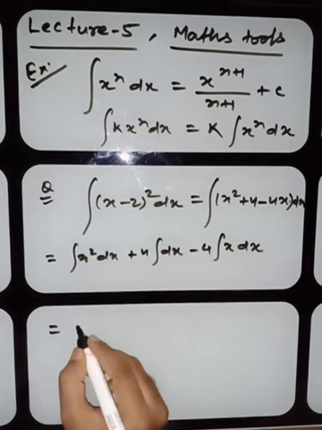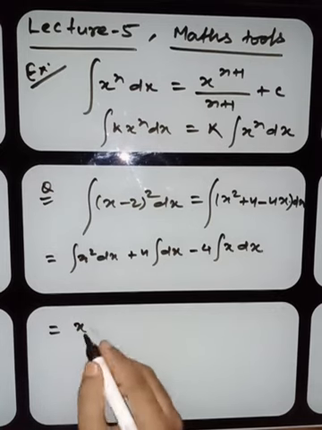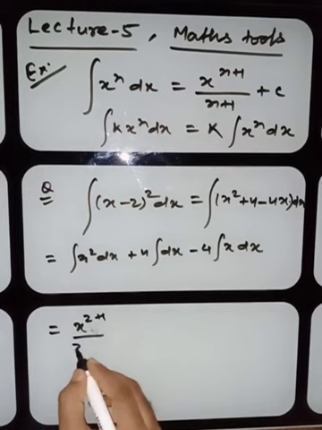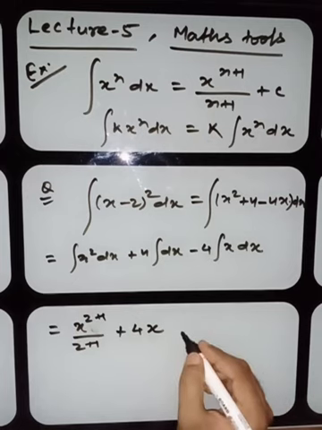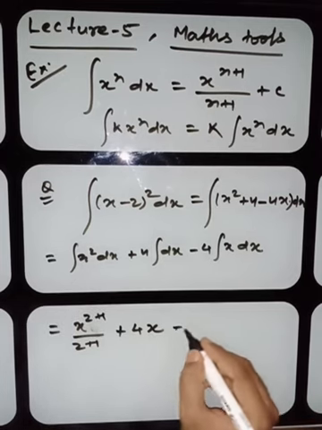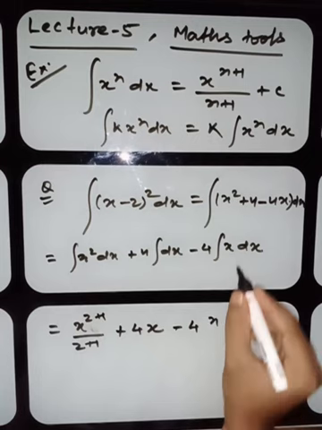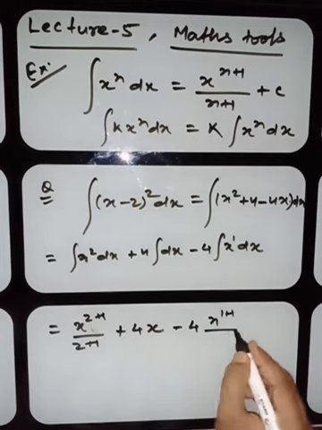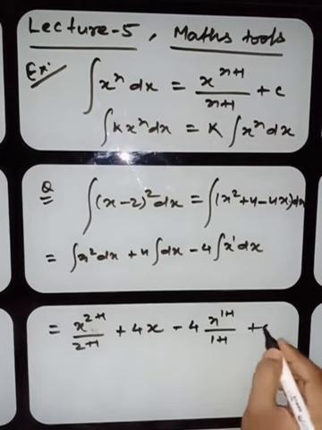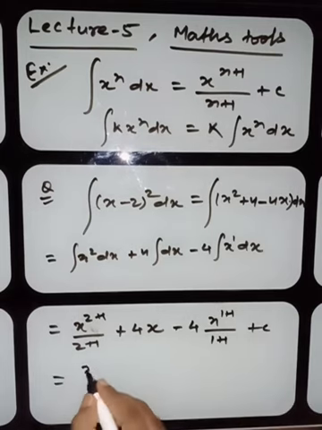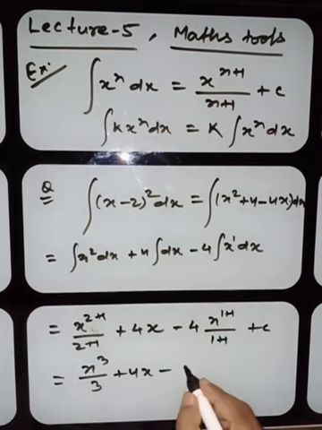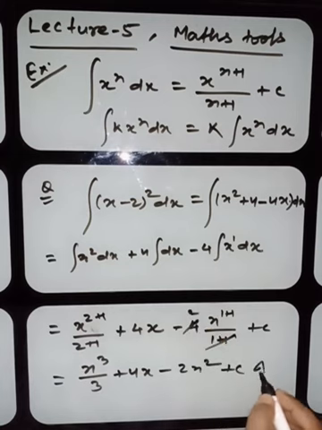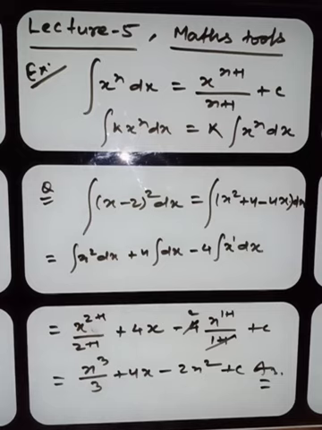Now integration: it is x to the power 2 plus 1 divided by 2 plus 1, plus 4 dx. It is a self function. Do you remember? Yes. Minus 4x, here x is x to the power 1, so x to the power 1 plus 1 divided by 1 plus 1, plus c. Here it is x cube by 3 plus 4x minus 4 x square by 2, which will be 2x square, plus c. This is the required answer. Alright.